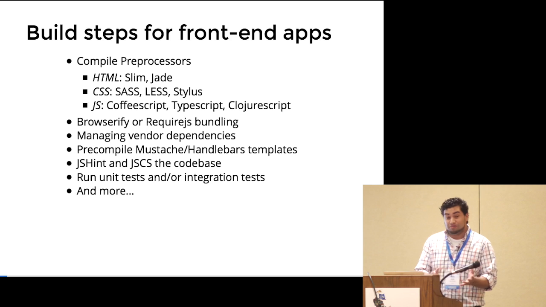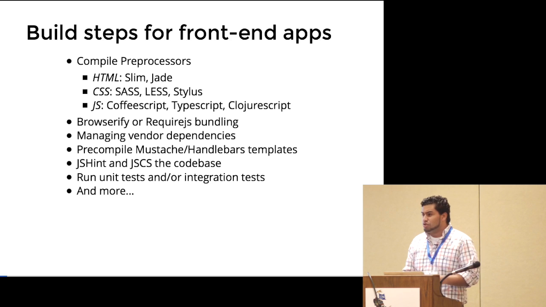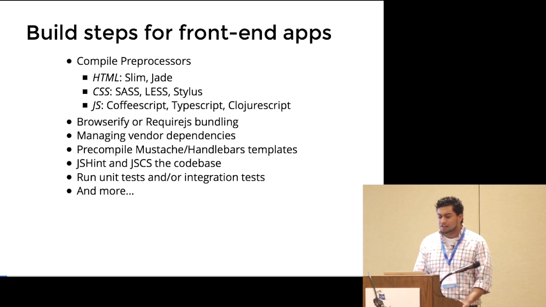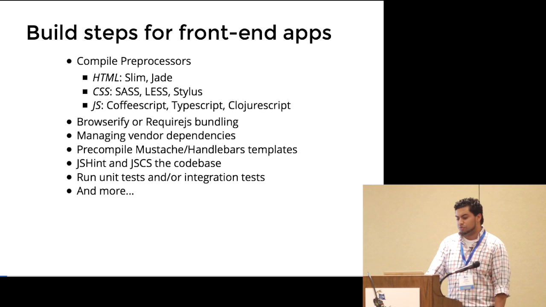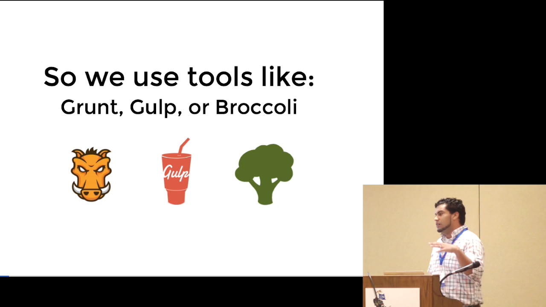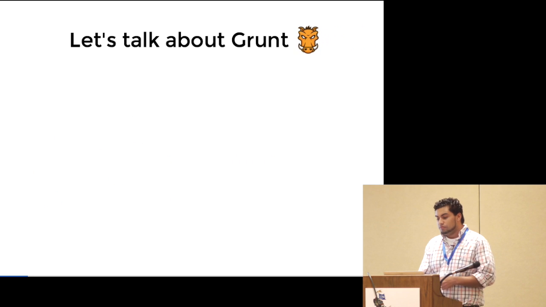The last thing, but not necessarily the last thing, is you'd like to run your test suite, whether that be for unit tests or integration tests. And this is all kind of consistent across production applications. So we use tools, some of the popular tools, Grunt, Gulp, and Broccoli, to perform these processes for us. Let's focus in on Grunt.